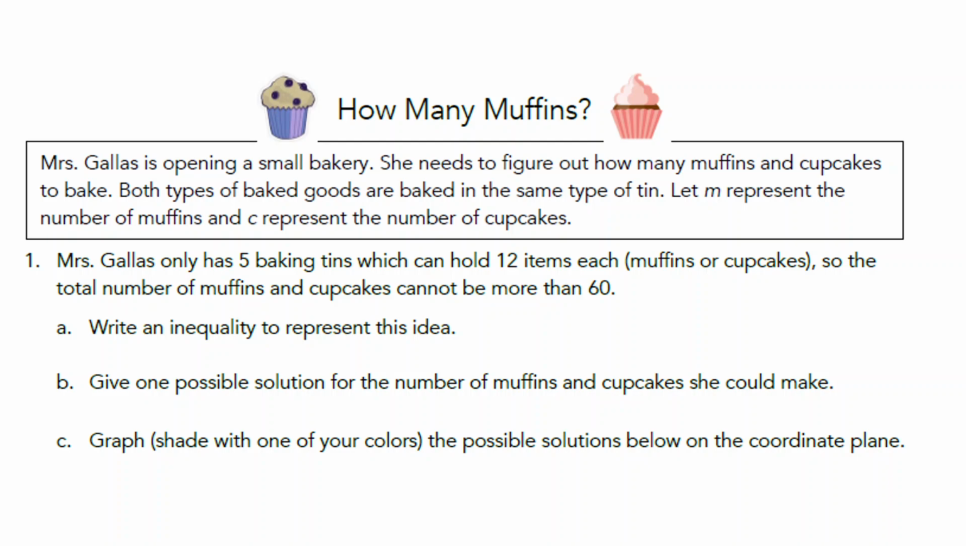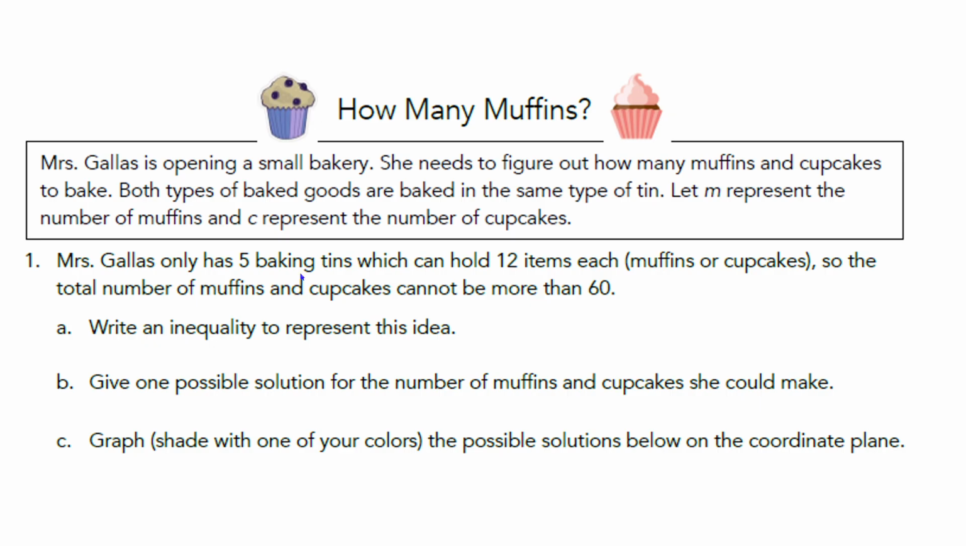Okay, so now we're going to do inequalities in context. This is mostly just through graphing again on Desmos or in Delta Math, whatever it makes you do. So Mrs. Gallus is opening a small bakery. She needs to figure out how many muffins and cupcakes to bake. Both types of baked goods are baked in the same type of tin. Let M represent the number of muffins and C represent the number of cupcakes.